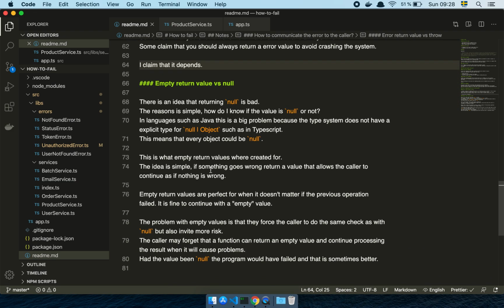And empty return values, by standard, normally, don't use these things. Just be aware that they do exist, and there are certain situations where this might be very useful.